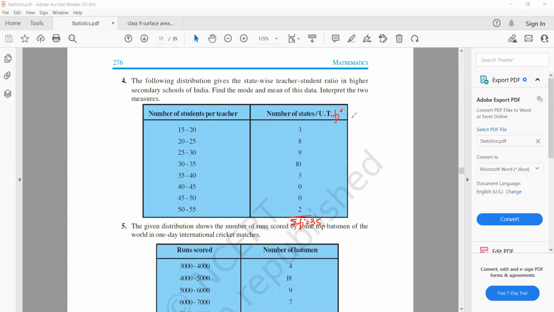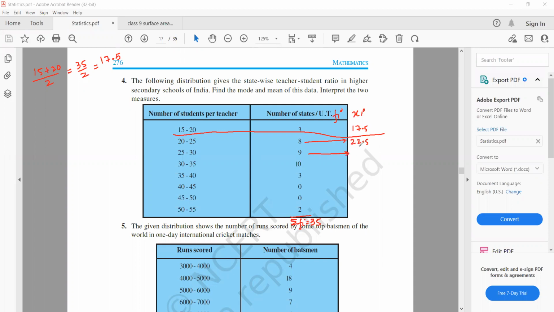Okay. Now next column is XI, that means the middle value of this class. So 15 and 20, the middle value will come out to be 17.5. That you can check. 15 plus 20 divided by 2, that is 35 divided by 2, and that is 17.5. Then next, corresponding to this, you are going to get 22.5.